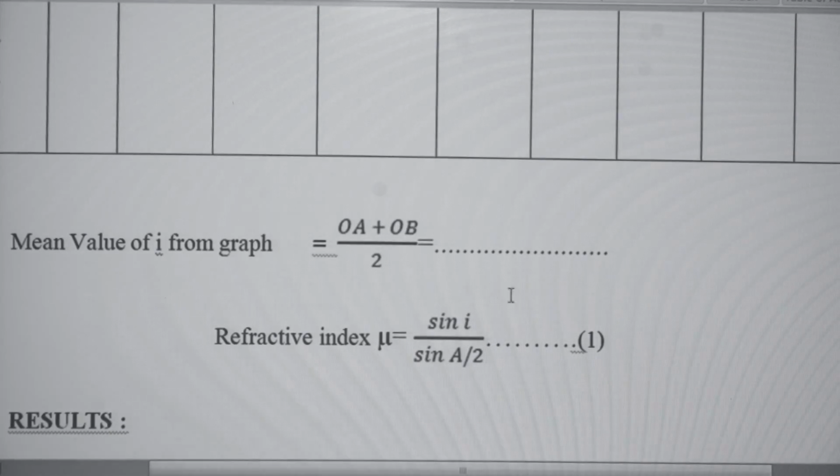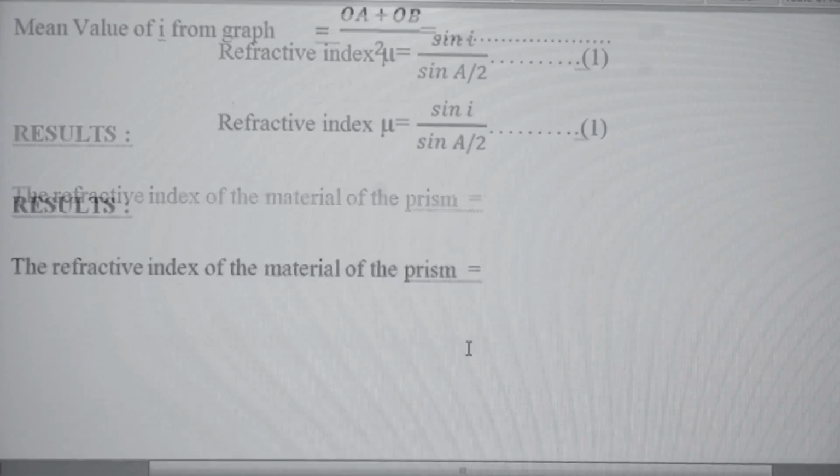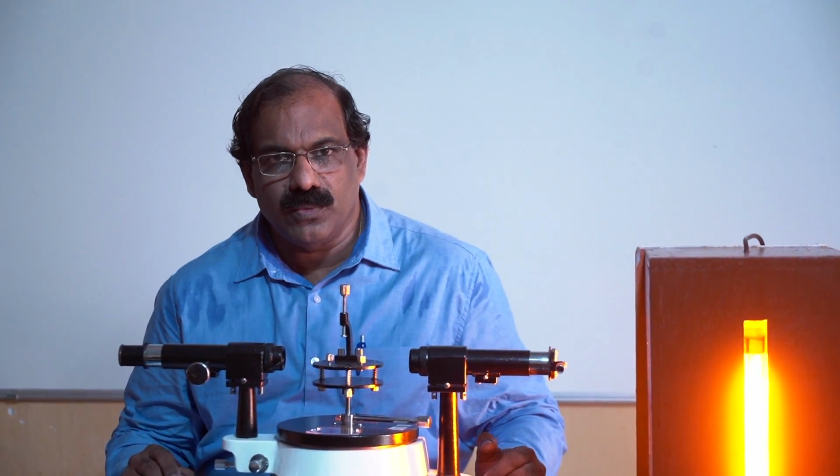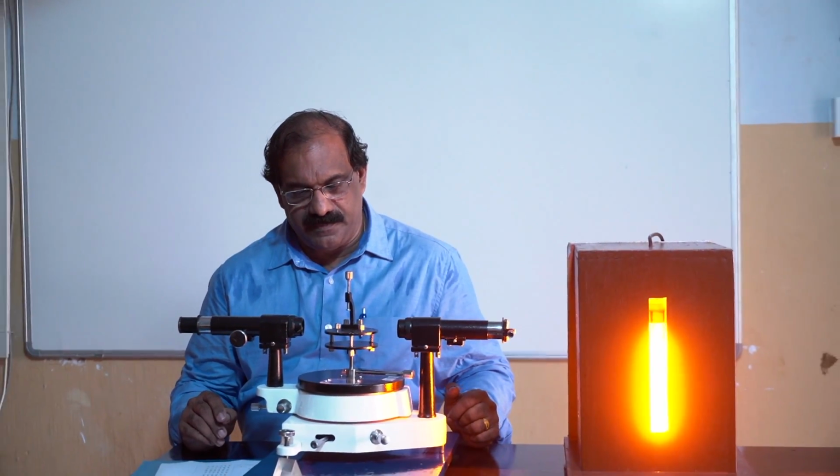So this is the formula for the calculation. Mu is equal to sin I by sin A by 2, where I is equal to OA plus OB by 2, and A is the angle of the prism, which we determine. Then mu is equal to sin I by sin A by 2. Now let us see how we can find out the angle of emergence I2 for each value of I1.